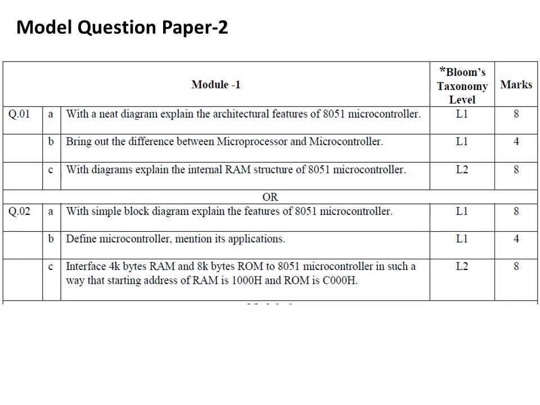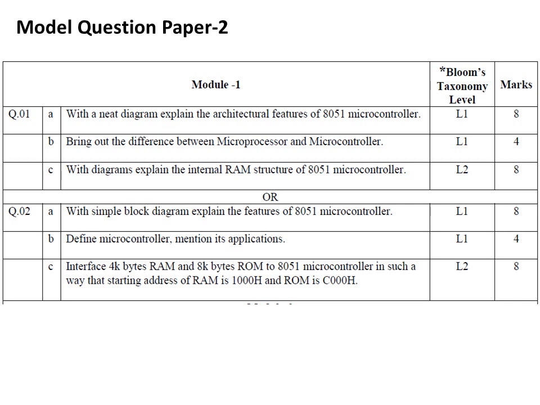The next question is bring out the difference between microprocessor and microcontroller, asked for 4 marks. Mainly here it is better to draw a table, in one column microprocessor and in the other column microcontroller, and better to explain its features, or mainly the differences. Better to explain 7 to 8 differences.